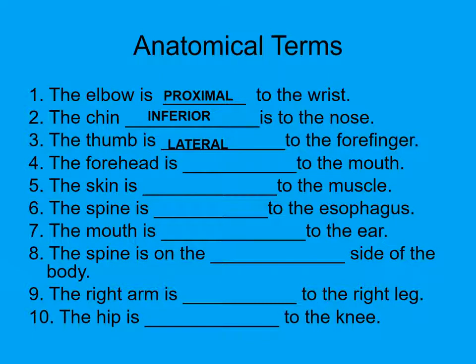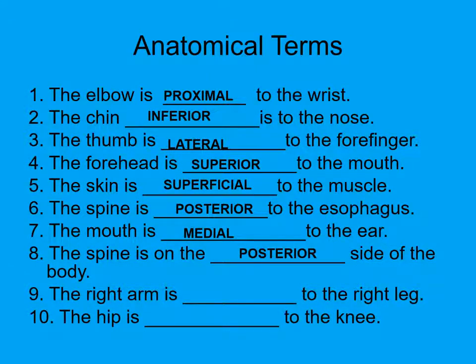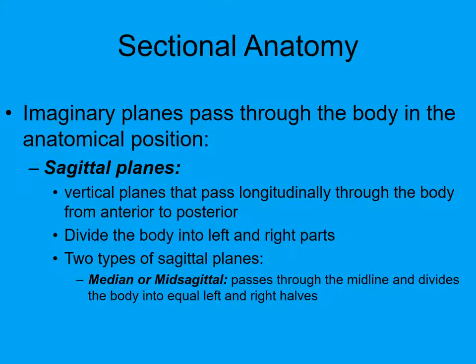The forehead is superior to the mouth. The skin is superficial to the muscle. The spine is posterior to the esophagus. The mouth is medial to the ear. The spine is on the posterior side of the body. The right arm is ipsilateral to the right leg, and the hip is proximal to the knee. So these are just examples of it. Just get used to using those terms.